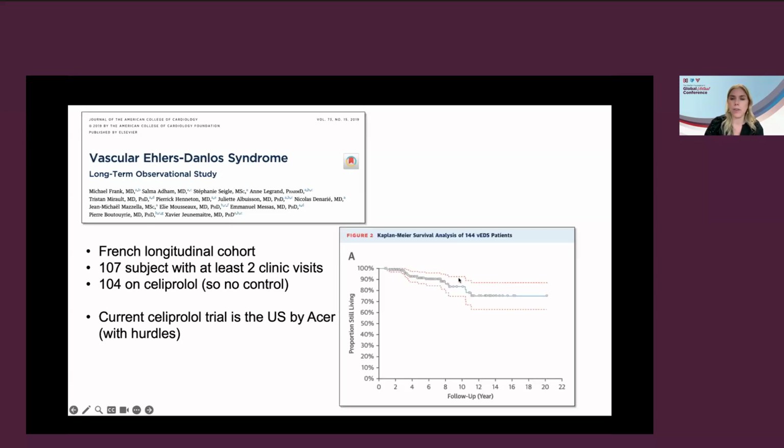So this was their survival curve published in the study. I should have put the historical study, I'm so sorry. There was a historical survival curve that was much lower than this. And they sort of said, compared to history, we're doing much better, and this is because of celiprolol, but we don't know for sure. I do give beta blockers, but I don't know how well they work.